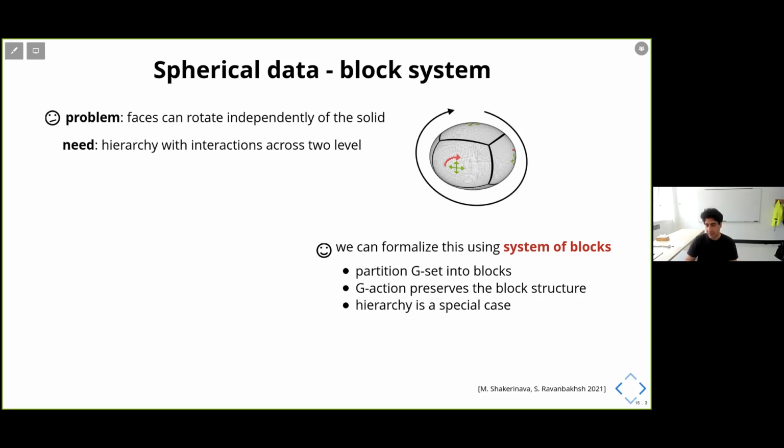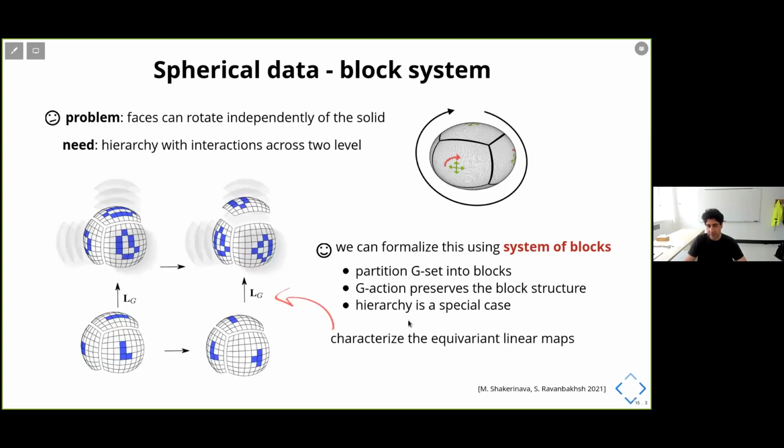This generalizes hierarchy in the sense that hierarchy is a special case where we have separate transformations of the block and of the elements within the blocks, while these two could be tied together. And this gives us a way to have interactions between the two levels of the hierarchy. And so we use this formalism to define the symmetry group in this case. And once we've defined the symmetry group, we can then derive the equivariant linear map for spherical signals.